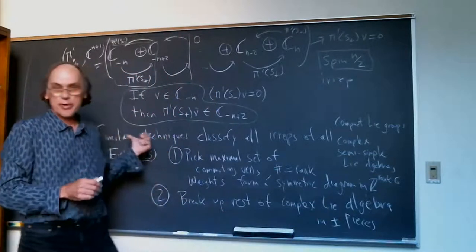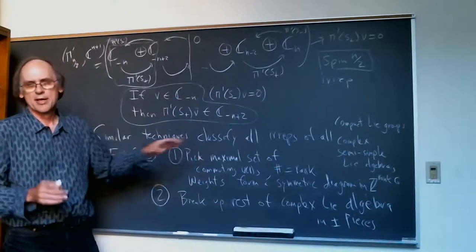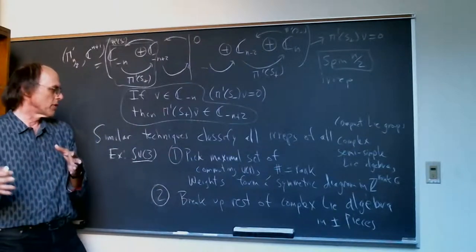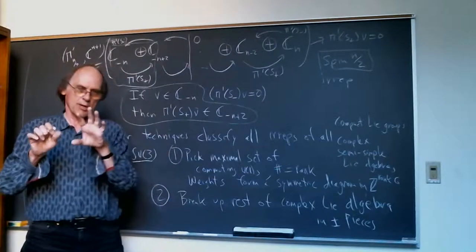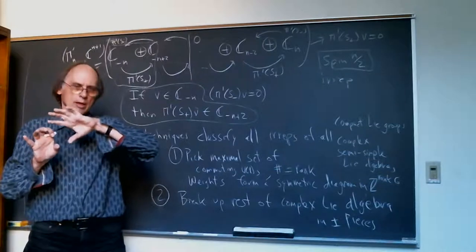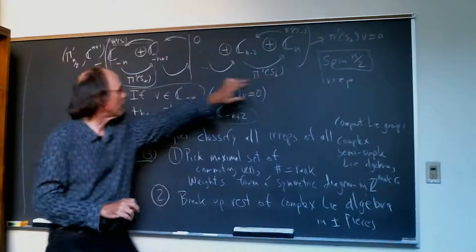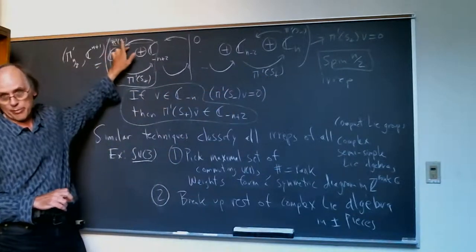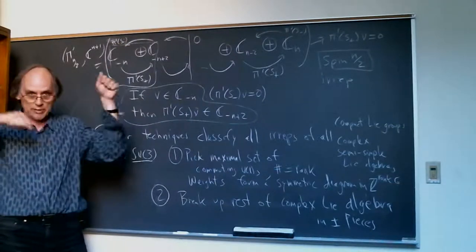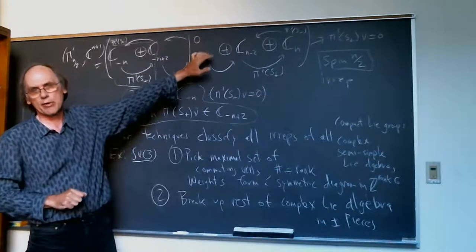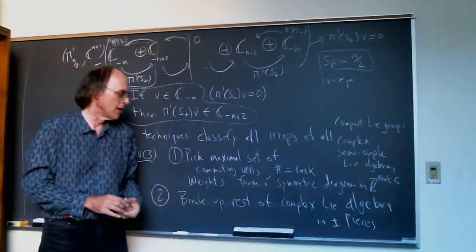So SU3 is 8-dimensional, and you've picked out two directions using this. So you've got 6 remaining. So then what you do is you throw in complex numbers, and those 6 complex numbers break into three positive and 3 negative. And then instead of having one kind of raising operator and one kind of lowering operator, you have 3 kinds of raising operators and 3 kinds of lowering operators, and they move you around this diagram in a complicated way in 2 dimensions, not in 1 dimension. But it's exactly the same game.